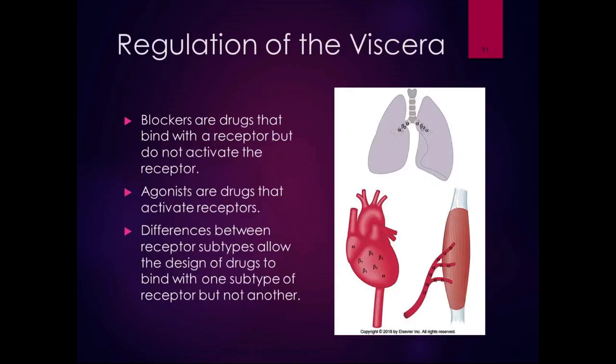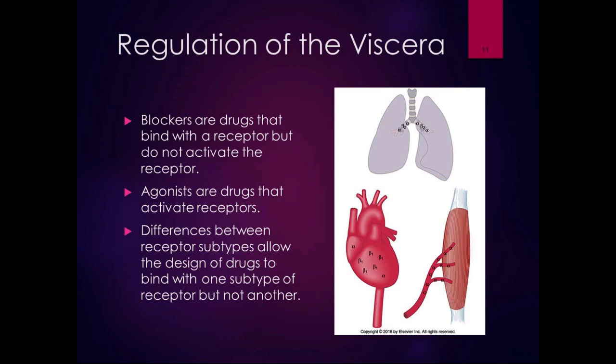So the viscera are regulated. There are a lot of adrenergic receptors in the viscera, and there are a lot of drugs that are blockers that bind with the receptor but don't activate the receptor. So I think we talked about this in pathophysiology. Like the drug Chantix, it binds to a nicotine receptor, but it doesn't activate it. It's basically a blocker.